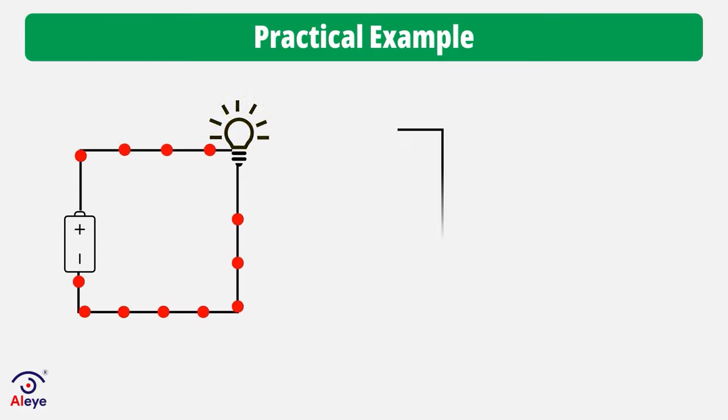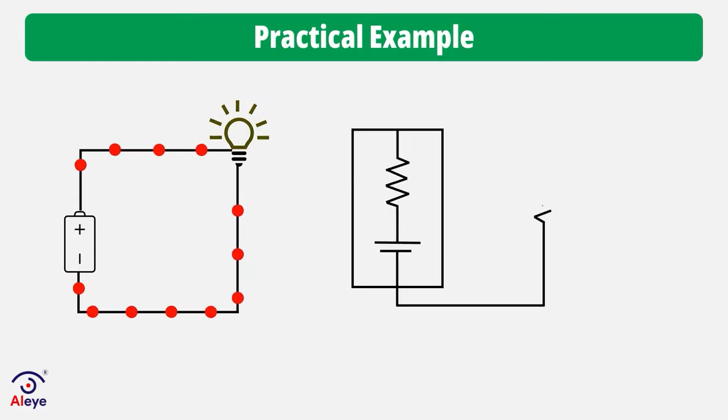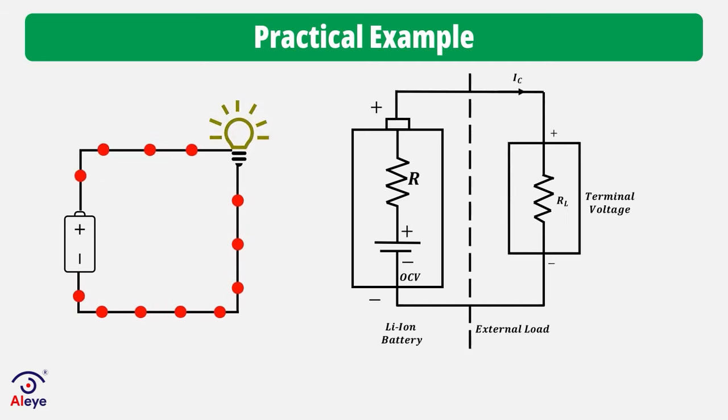When connected to a load, such as a light bulb, a battery produces DC current. The value of the current depends on the load. This means different loads draw different currents. Batteries have an internal resistance. When there is a current, battery terminal voltage drops due to this internal resistance.